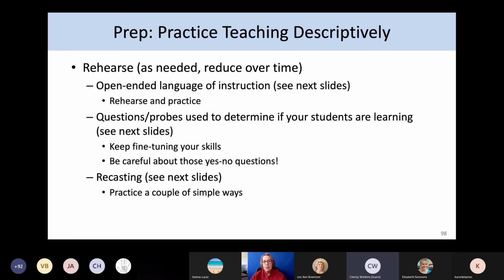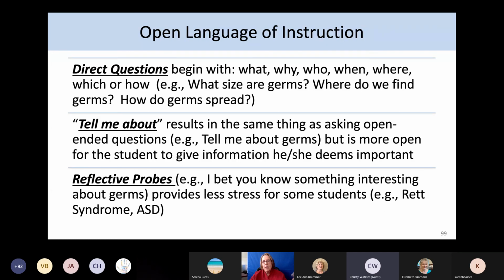go in another direction. When I first am training a teacher, we practice. We rehearse it. We rehearse asking those kinds of open-ended questions and asking those probes and doing recasting. We need practice, and this is where teachers generally roll their eyes at me like, I'm going to feel so embarrassed. I feel so stupid doing it with you. But you need to have a little practice to do this.